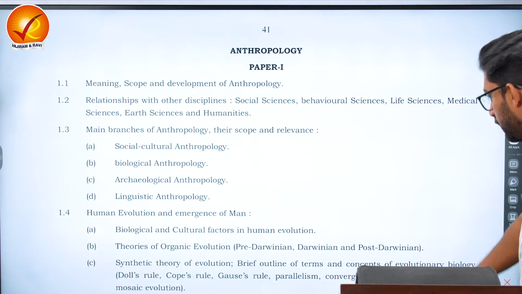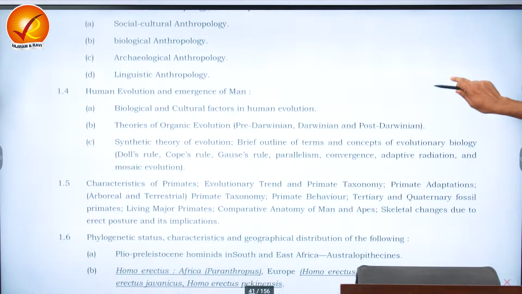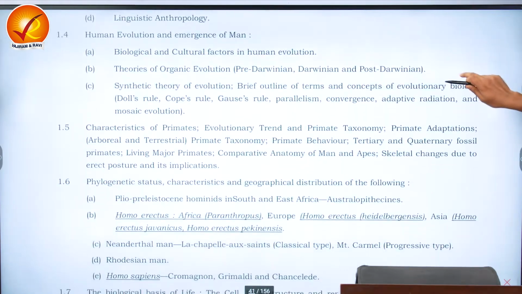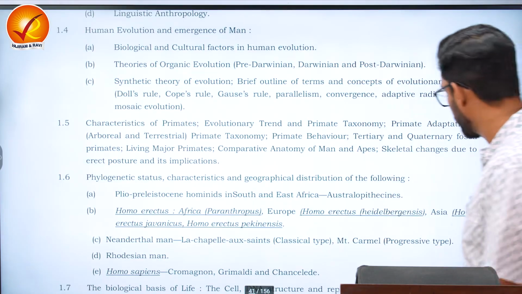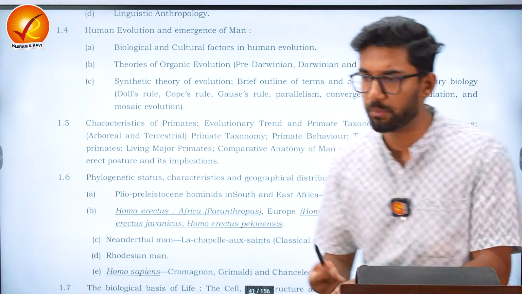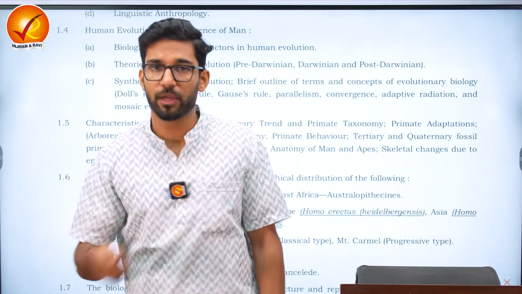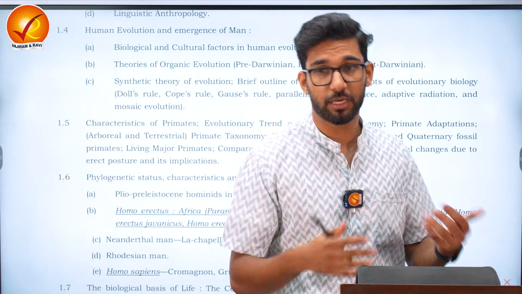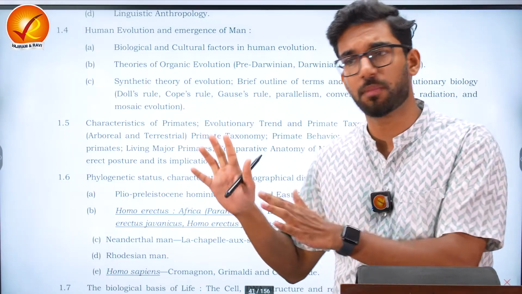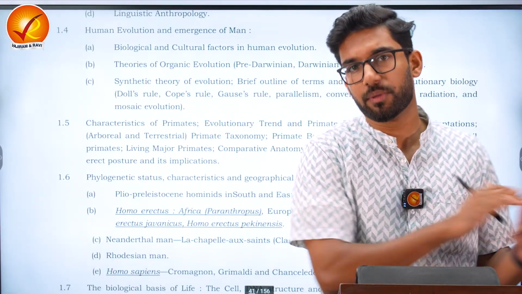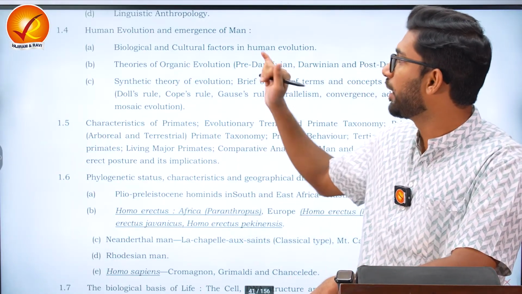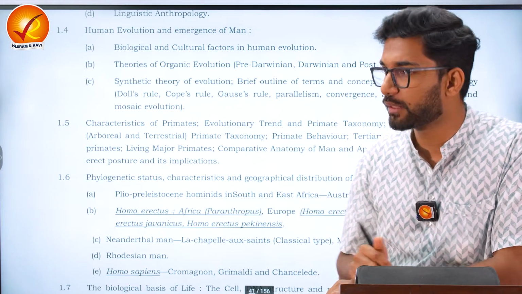Now, next is 1.4 and 1.5. Okay, 1.4 I've already talked to you about. 1.4 is basically about the evolution of human beings. And this is a very interesting chapter because it has a lot of concepts. It also talks about how human history came up. So in that way as well, this is a very interesting chapter.